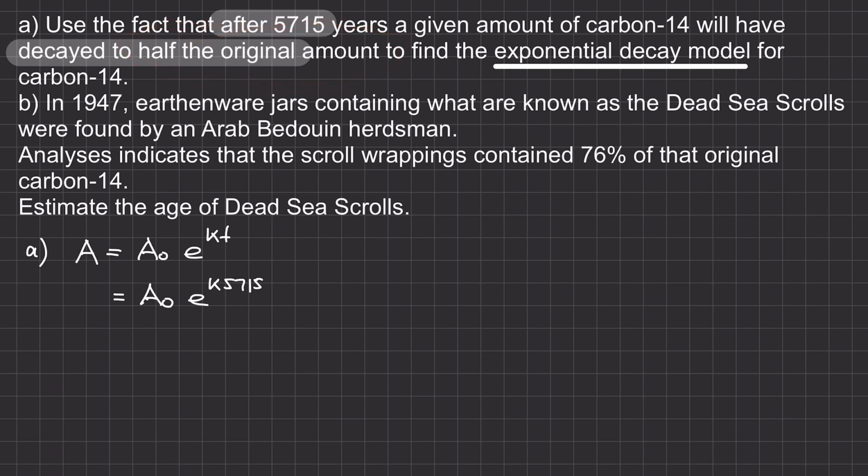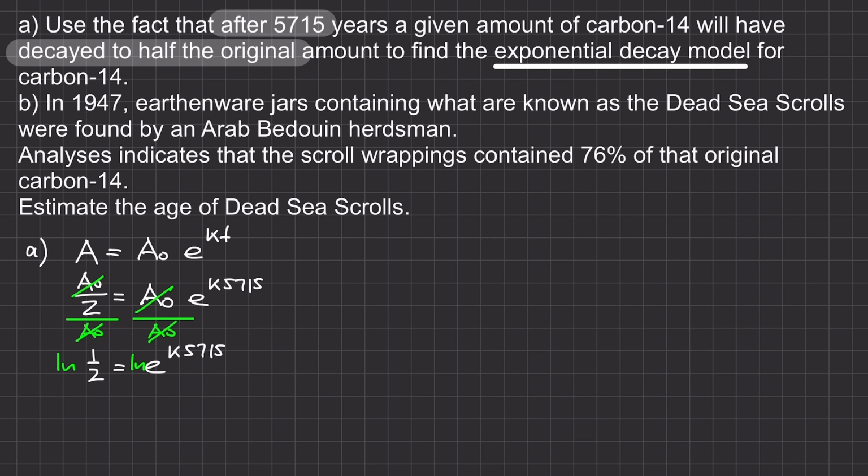So we can substitute A0 over 2 for A. Our goal is to find k. So after dividing both sides of the equation by A0, we get 1/2 equals e raised to the power of k times 5,715. And after taking the natural logarithm on both sides, we get ln of 1/2 equals ln of e raised to the power of k times 5,715.